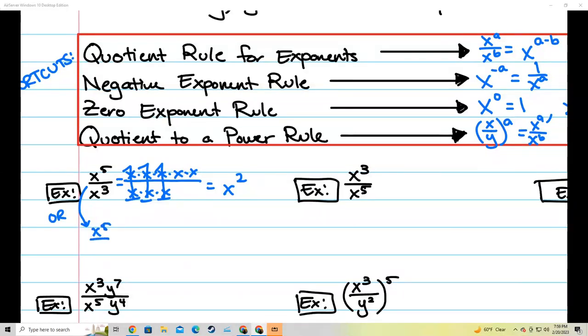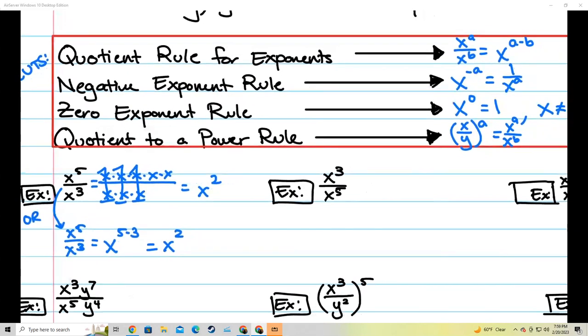X to the fifth over x to the third means that I'm going to be subtracting those two. So that's going to be x to the 5 minus 3. Notice that I'm doing the top number minus the bottom number, okay? X to the 5 minus 3, that's going to be x squared. And we get the exact same answer both ways, okay? So, all you have to do is subtract, and that basically takes care of this shortcut on the top. If you have two things being divided with the same base, you can just go ahead and subtract those exponents.